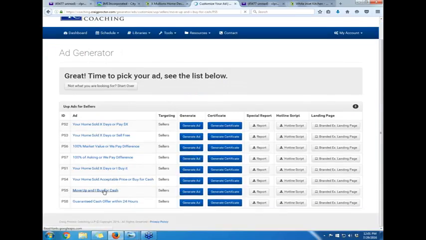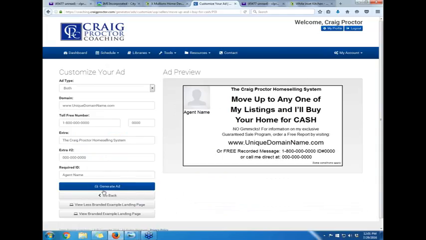How about this one here? Move up to any one of my listings and I'll buy your home for cash. This is a great headline, by the way, to run over top of your listings. So that's what Andrea was showing you a few minutes ago, is a full page ad, and I've got maybe 25 or 30 listings below this headline. So somebody looking at any of the homes are a great magnet for eyeballs, right? Some buyers looking at all these properties, 30 listings I have, and they see this above. Wow, move up to any one of these listings, and Craig will buy my home for cash.